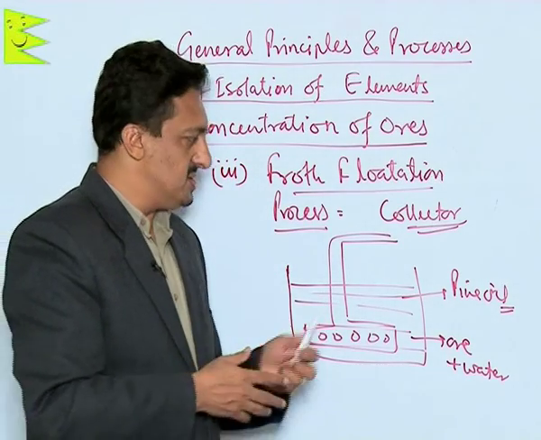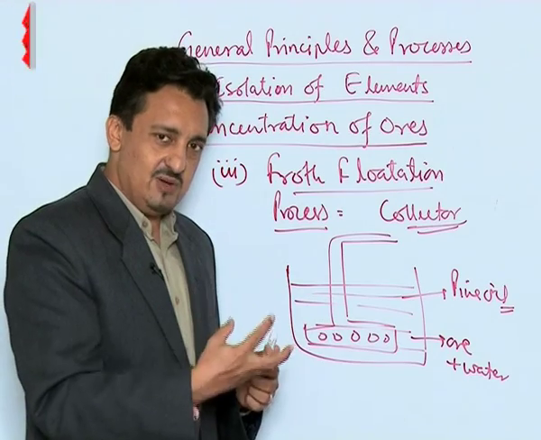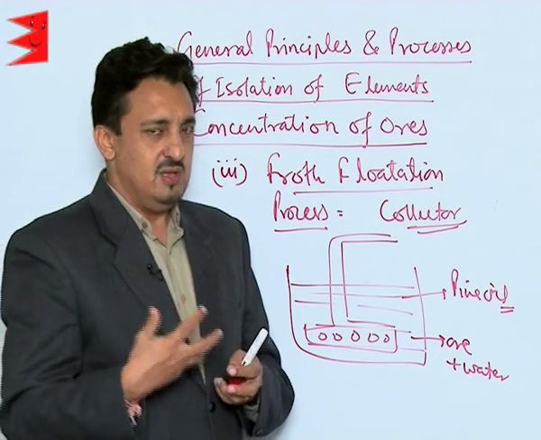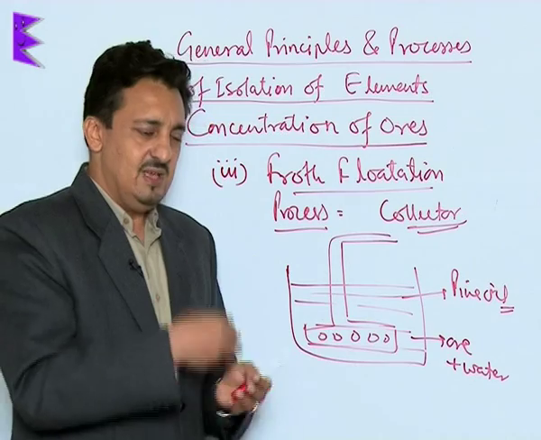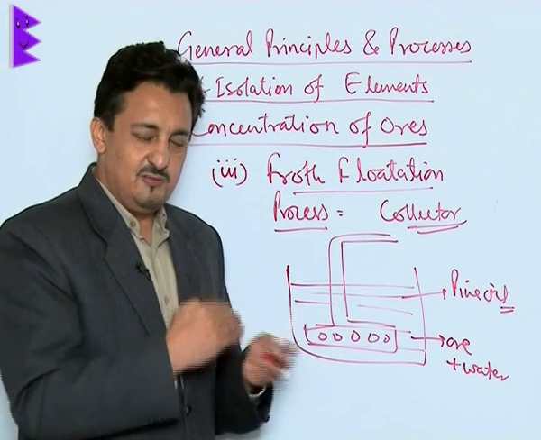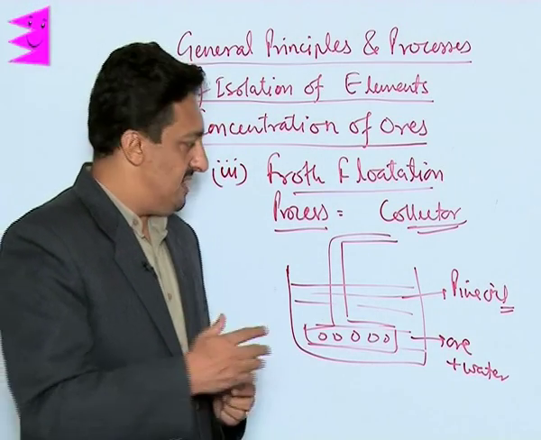So this is how we can easily separate the sulfide ores, which come along with the froth due to the addition of the chemicals called collectors, from the gangue particles, due to the difference in their wettability. So that is how we can do this.